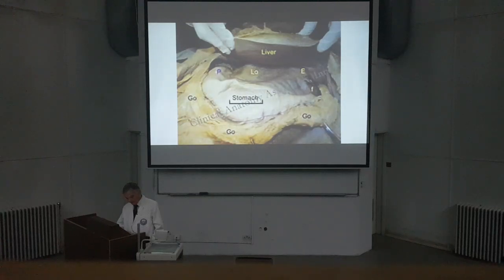In a cadaver, this is the stomach, covered by the liver. So you lift the liver to see the stomach. You see the liver has a sharp edge, and this is the pyloric area. This is the lesser omentum extending from the lesser curvature to the liver, and this is the greater omentum hanging down from the greater curvature.